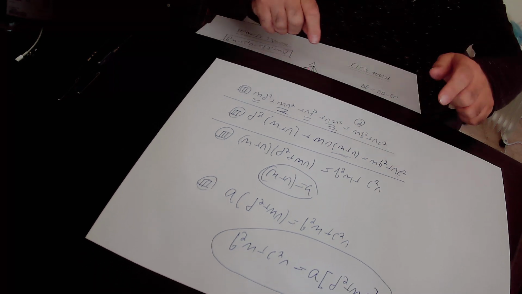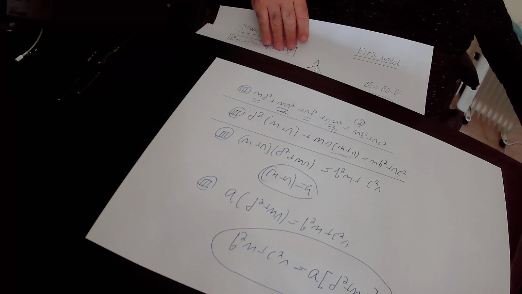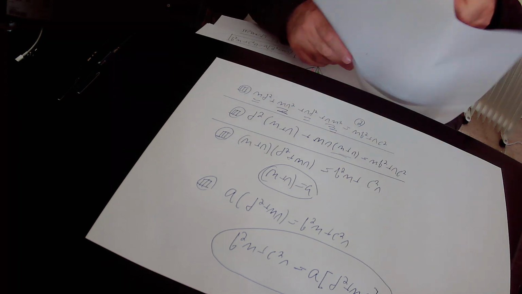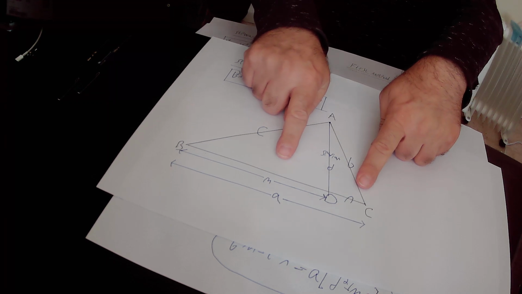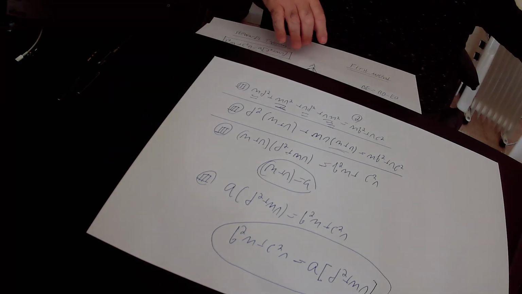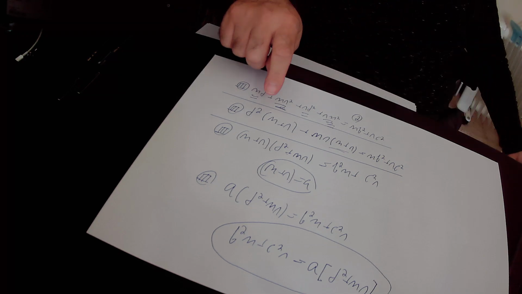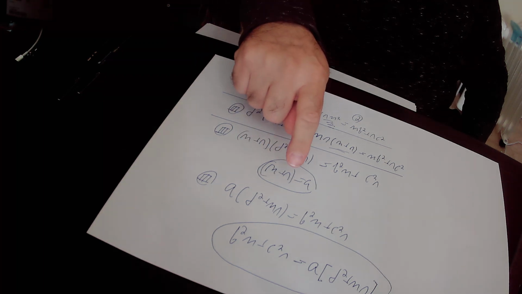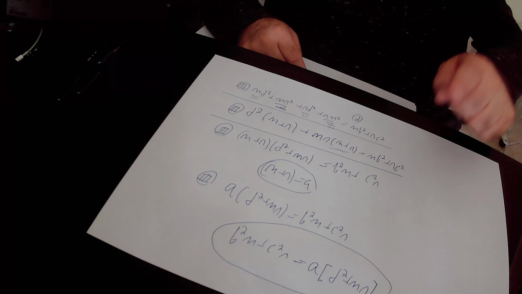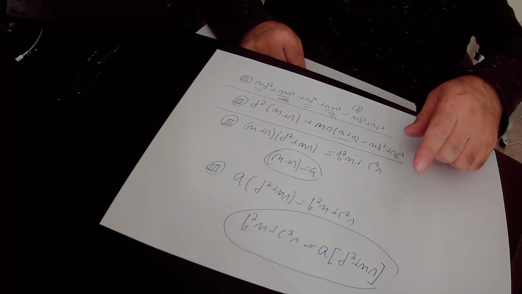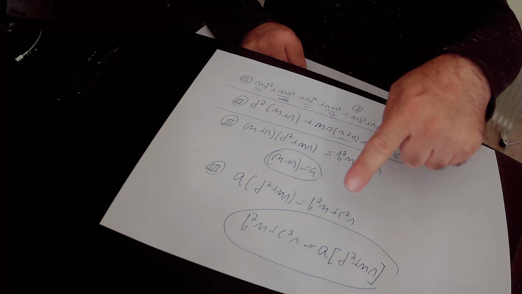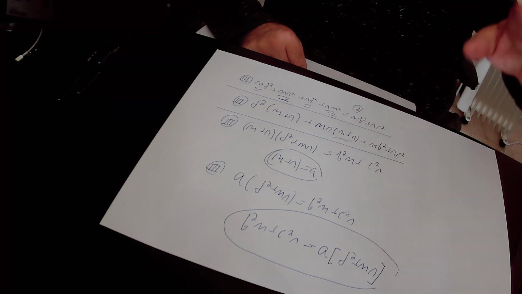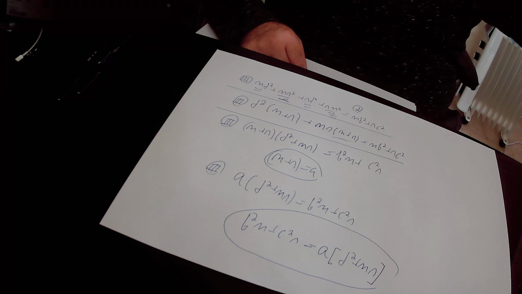We know that M plus N equals A, so we substitute M plus N by A in this equation number 3. So A times D square plus MN equals B square M plus C square N. So we found that B square M plus C square N equals A, inside the brackets we have D square plus MN. This is exactly Stewart's theorem. Then we prove Stewart's theorem according to the second method.